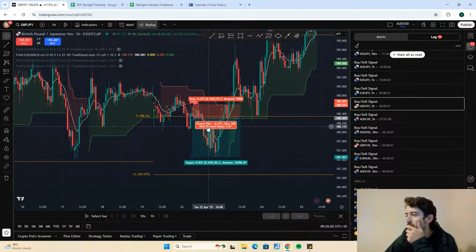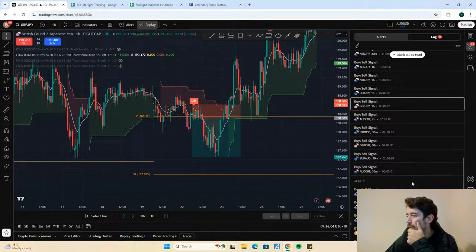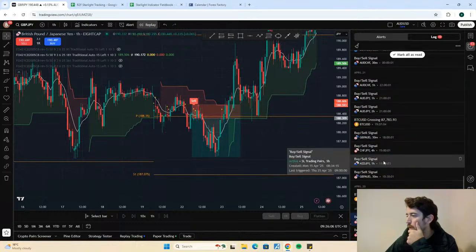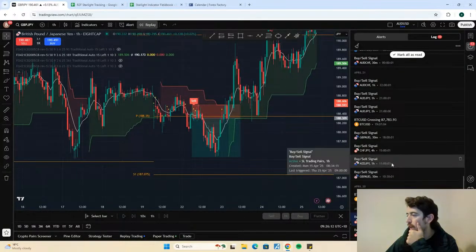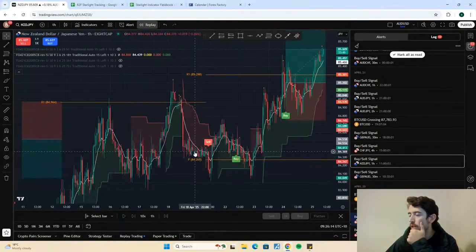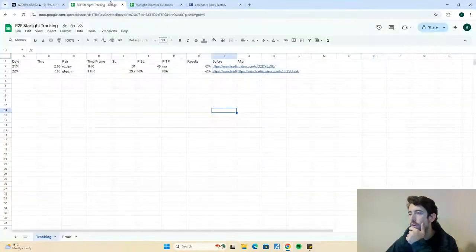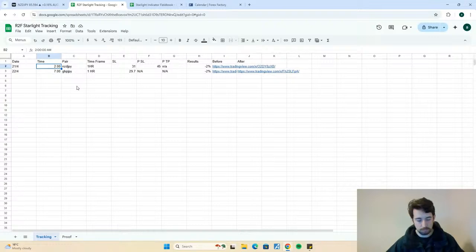That's a strange one. That's a strange one. And the other one got me as well, which is NZDJPY. NZDJPY at 2 a.m. I think what I've accidentally done is, if I'm not mistaken, 1 hour. No, it's at 11 a.m. So I've just put the wrong time in.